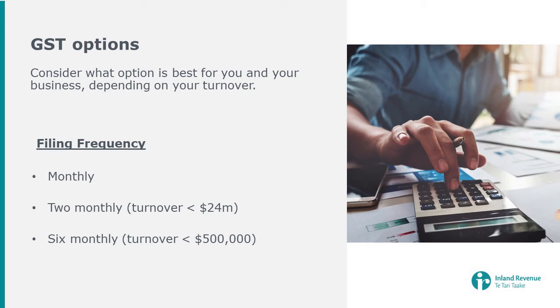Alternatively, smaller businesses can choose to file 2 returns per year using the 6-monthly filing frequency. This may be a good idea if your records are well organised and you're good at budgeting. 6-monthly filing means only 2 GST returns per year and only 2 payments to make. If you're not good at record keeping or budgeting, then 2 monthly returns would be a better choice. Your 12-monthly turnover must be under $500,000 to use the 6-monthly filing option. The third option is to file monthly. Monthly filing is compulsory for large businesses with turnover more than 24 million.